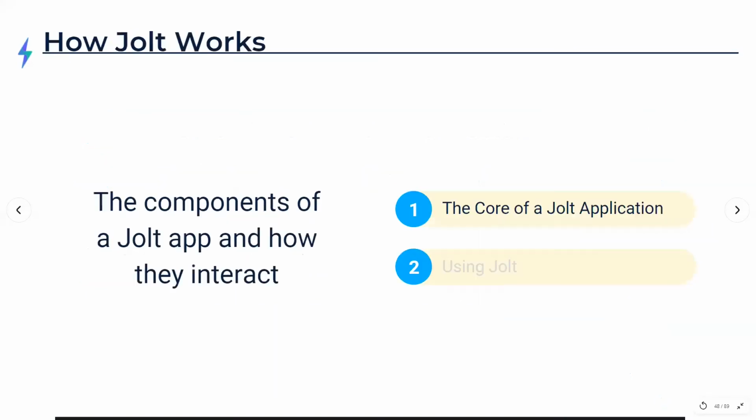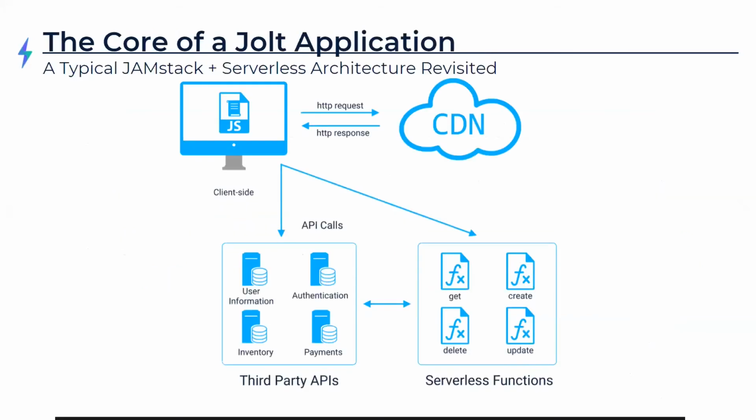So we've looked at how Jolt fits in alongside some other methods for deploying a JAMstack plus serverless application. And now why don't we take a walk through the specific pieces of infrastructure that Jolt uses to deploy applications. So you might remember this diagram that Rodney introduced earlier. These are the core components of a JAMstack plus serverless application.